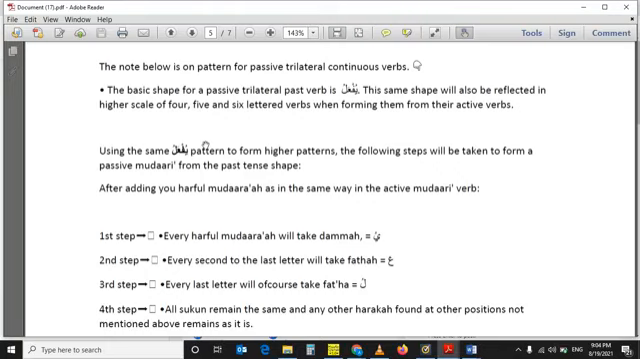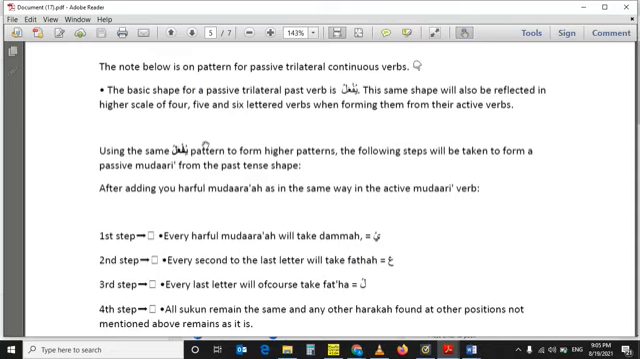So we have 4 simple steps in doing this. The first step, as I have mentioned, is that your harful mudara should take dhamma. Then your second step says that your second to the last alphabet should take fatha. Your third alphabet should take dhamma normally, because it's a fi'l mudari. Then the last step says that every alphabet that was taking sukun before, apart from the ones that we have mentioned, would remain with their sukun. And any other one that is taking any haraka, the same haraka will be maintained.